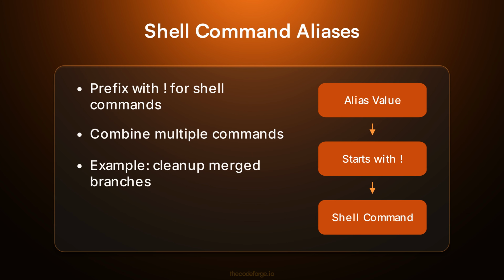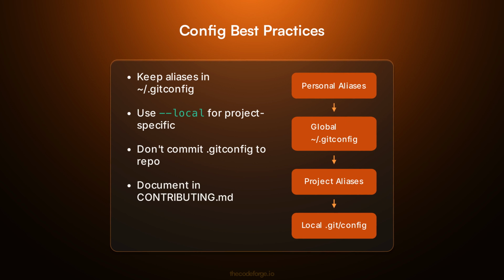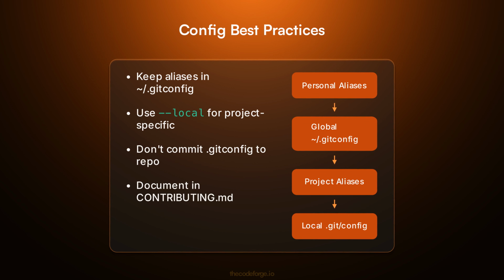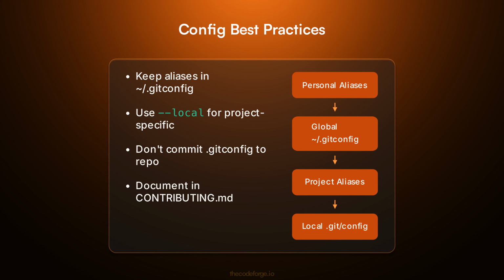Or git config --global alias.cleanup '!git branch --merged | grep -v "*" | xargs git branch -d' to delete merged branches. Keep your personal aliases in the global config file. Use local config for project-specific aliases, like a monorepo with custom commands. Never commit a git config to the repo that auto-overwrites developer settings. Instead, document suggested aliases in CONTRIBUTING.md, and let developers opt in.